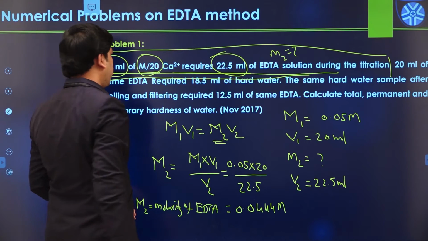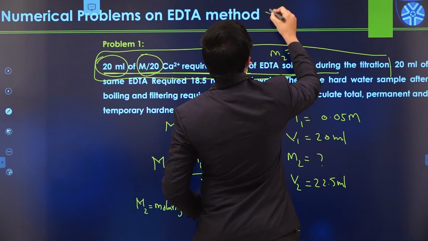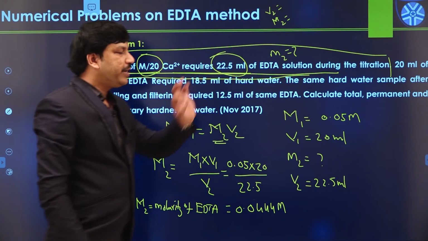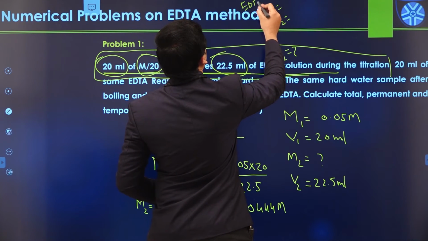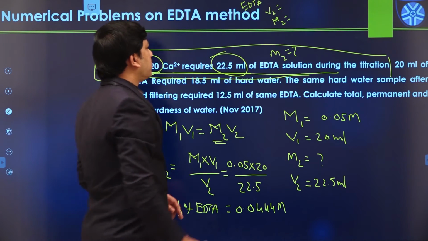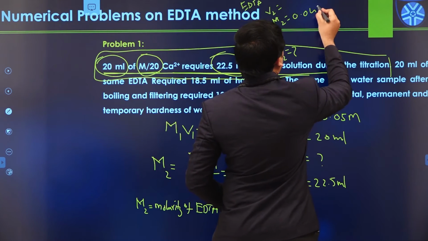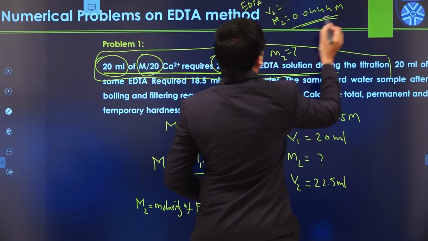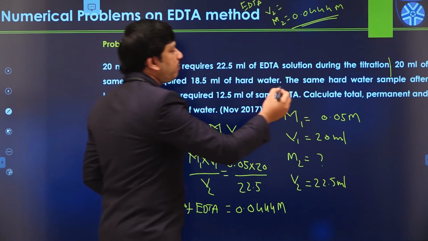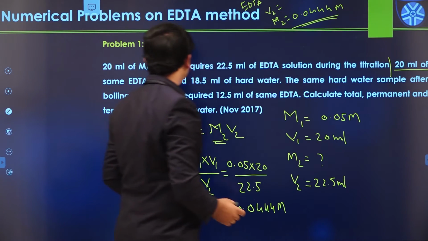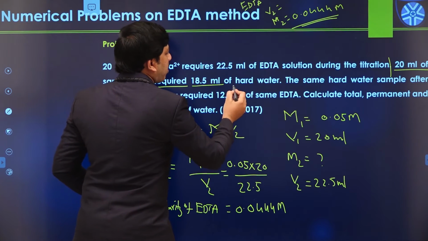Now coming to the second statement. I am just noting down the M2 value here. M2 V2 always belongs to EDTA only. Throughout this titration process, M2 V2 indicate EDTA only. So the M2 value is 0.0444 molar. Now let us see the second statement: 20 ml of the same EDTA required 18.5 ml of hard water sample.